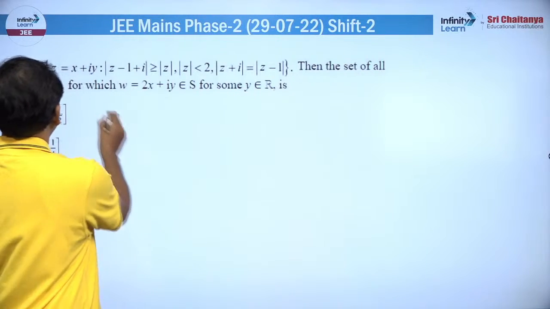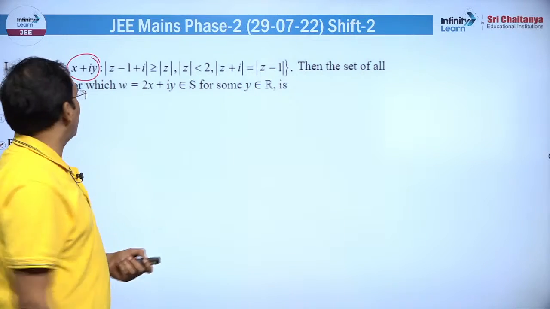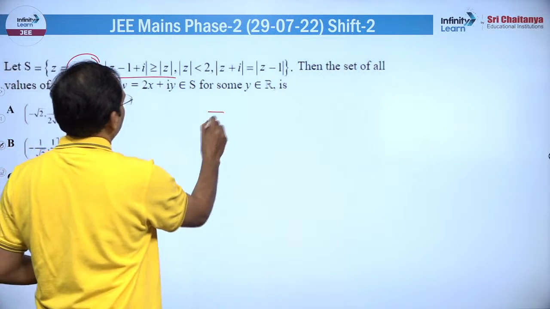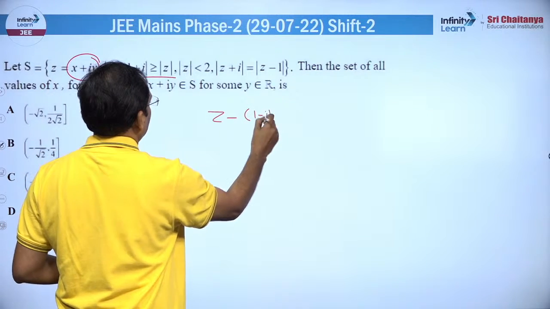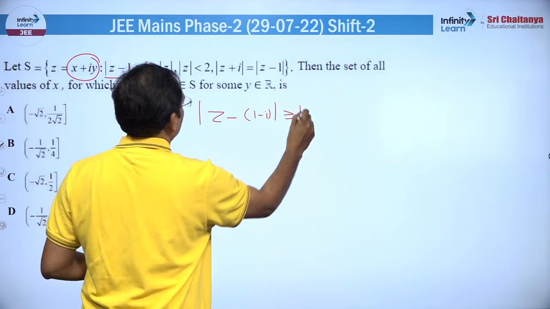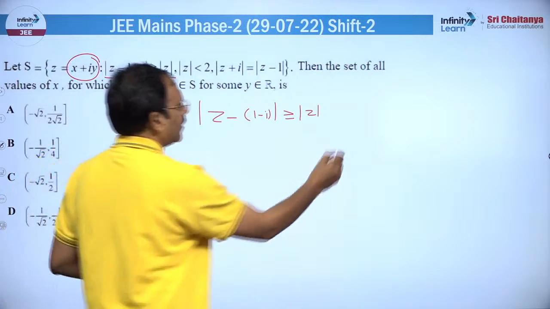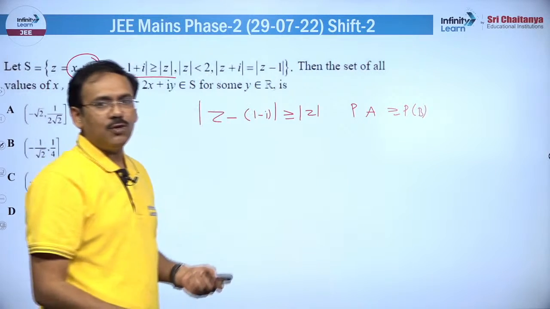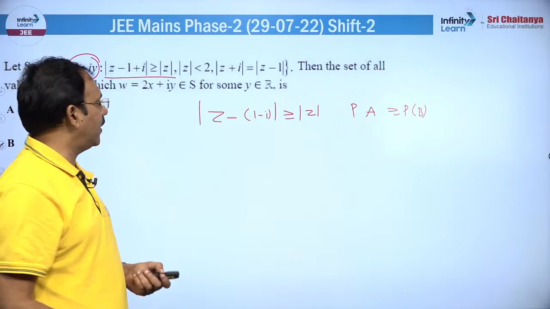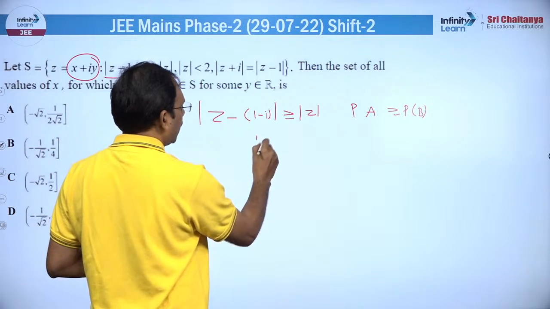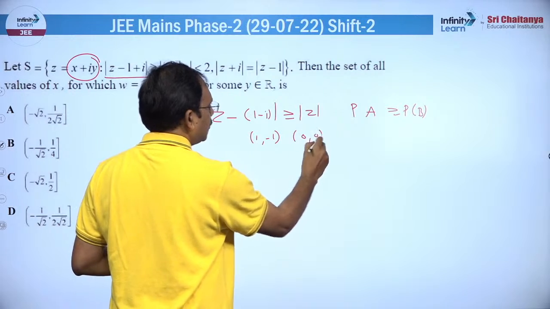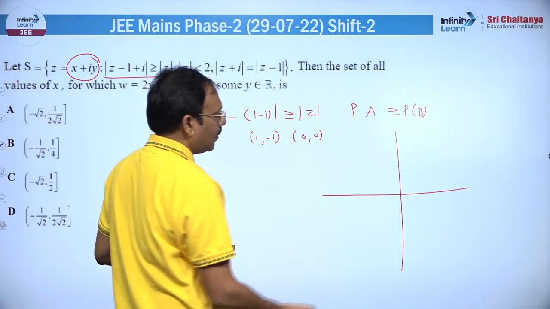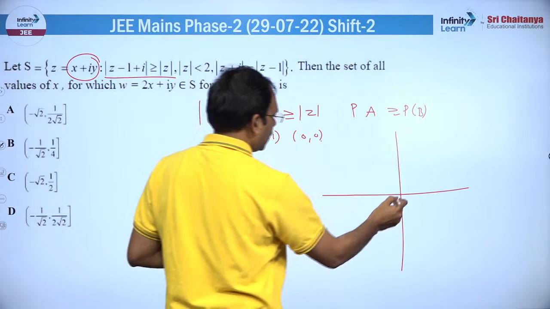Here S is the set containing set of all points x comma y such that mod z minus of 1 minus i is greater than or equal to mod z. This means it is like in our language PA greater than or equal to PB. Here PA is equal to PB will be the perpendicular bisector of AB. A is nothing but 1 comma minus 1, B is nothing but 0 0. That means, you see, this is the coordinate plane, 1 comma minus 1 will be here and 0 comma 0 will be here.